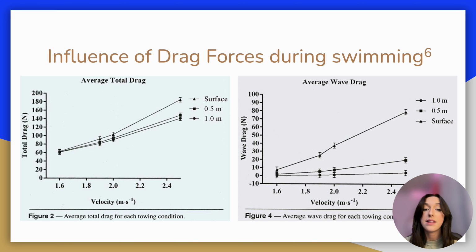That means that at the higher velocity, there were more wave drag forces resisting the swimmer, so they had to propel more forward. And with that increasing speed, at 2.4 the wave drag was increasingly high.